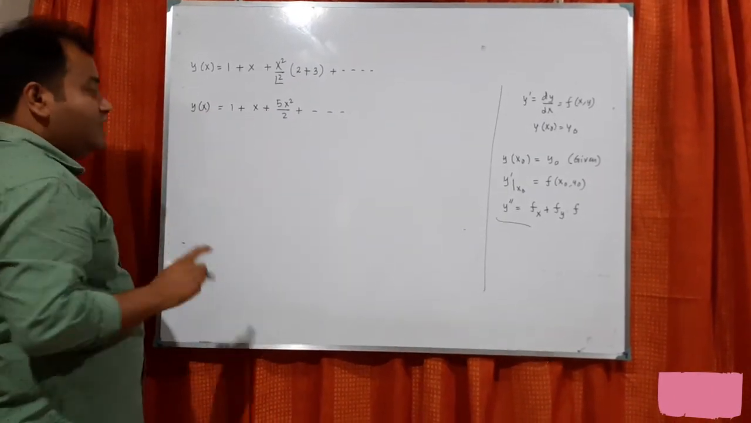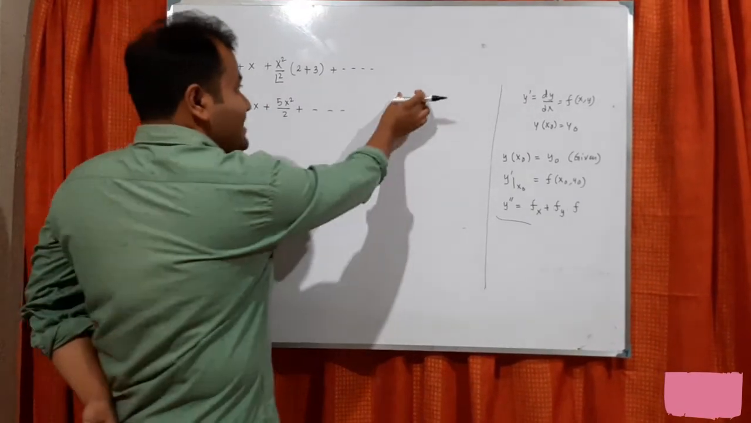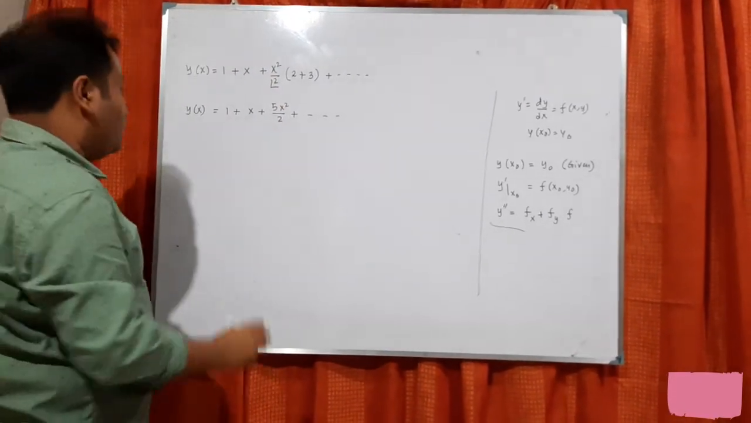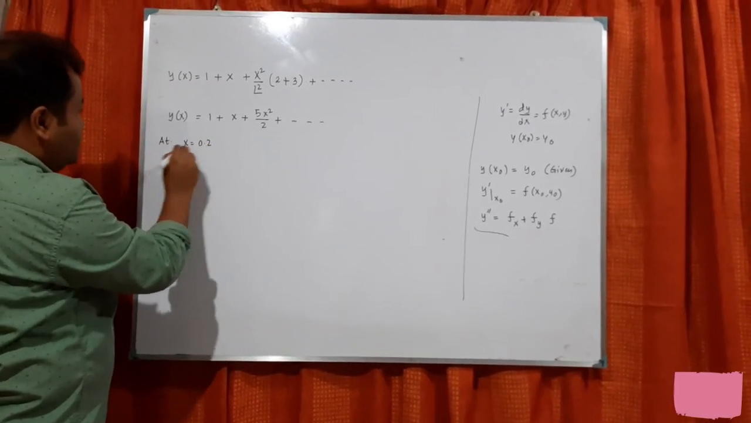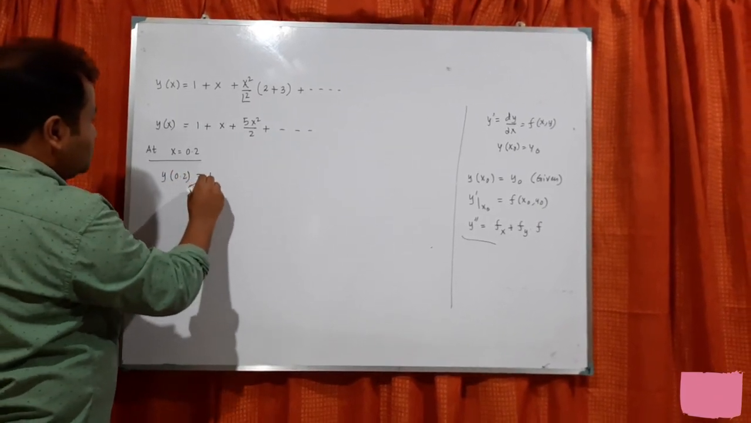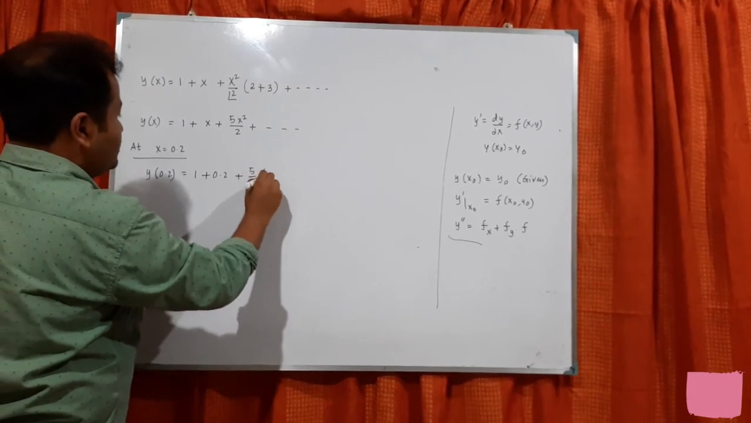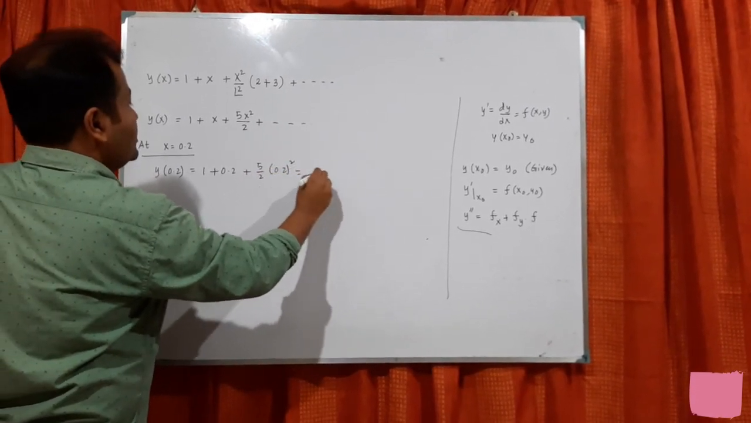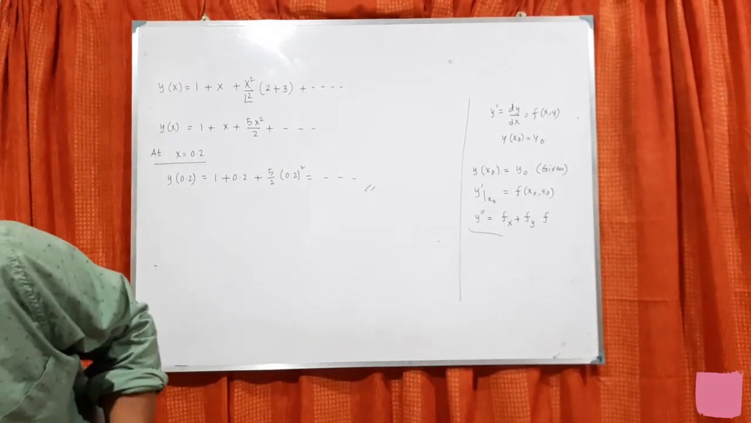This is the solution. Now if you remember, we were given one more part, that at x equals 0.2. So at x equals 0.2, we will get y of 0.2, that is 1 plus 0.2 plus 5 by 2 into 0.2 square. So you get the final solution. So I think that's okay for this class.